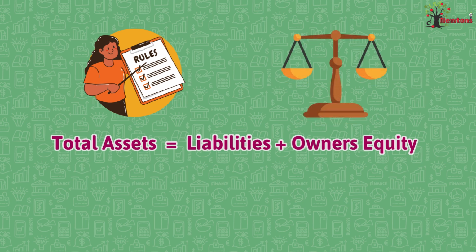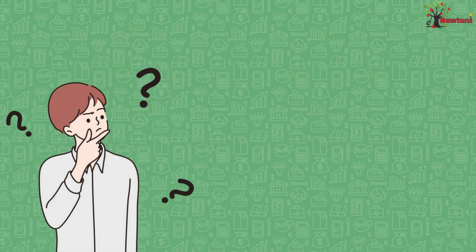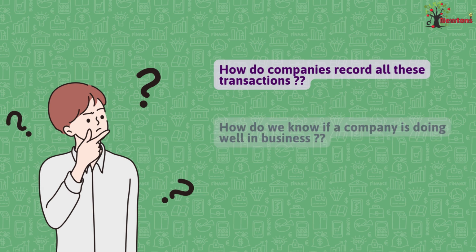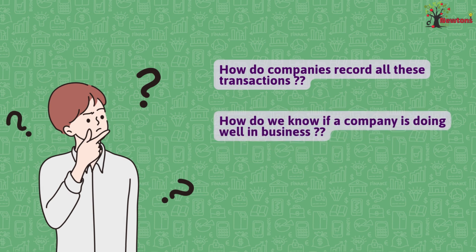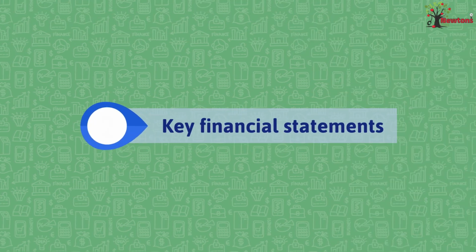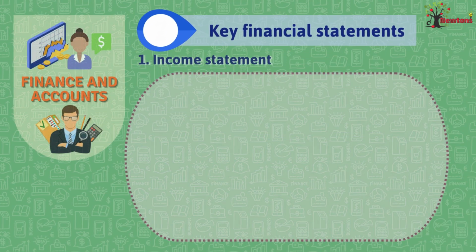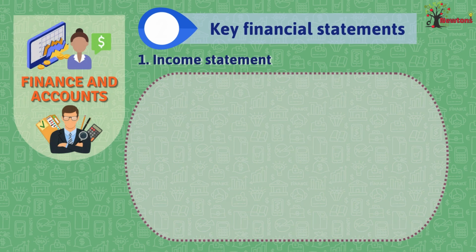But here comes the next big question. How do companies actually record all these transactions? How do you know if a business is profitable, has enough cash, or is growing over time? The answer lies in three key financial statements. Number 1, income statement, also called the profit and loss statement.